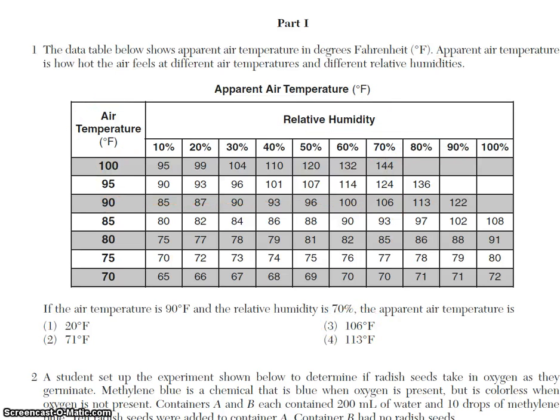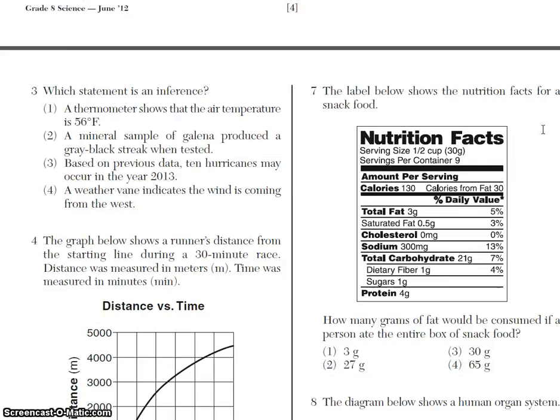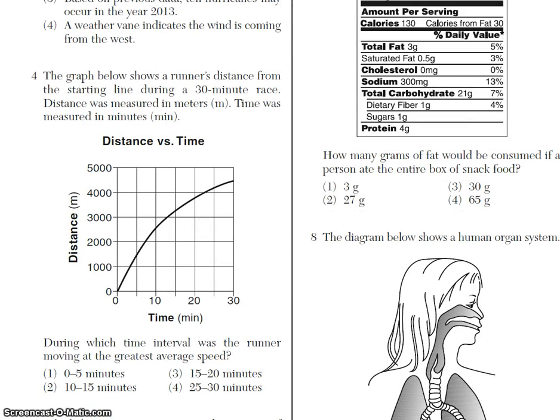All right, let me clear this. And we're going to scroll down. Let's go to number 4, I believe. All right, so for number 4, we have the graph below shows a runner's distance from the starting line during a 30-minute race. Distance was measured in meters, time was measured in minutes. So here's our time in minutes, and it goes from 0 to 30 minutes, and then distance is in meters. And we want to know during which time interval was the runner moving at the greatest speed?